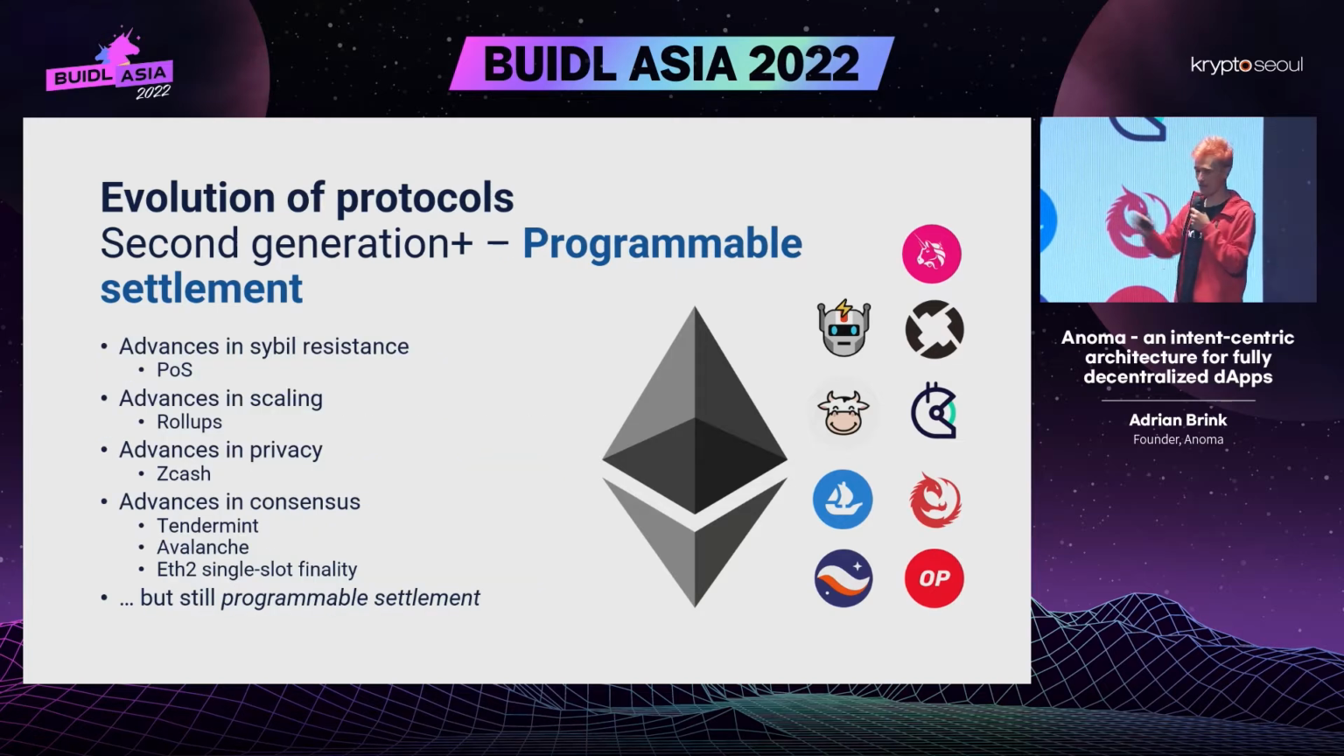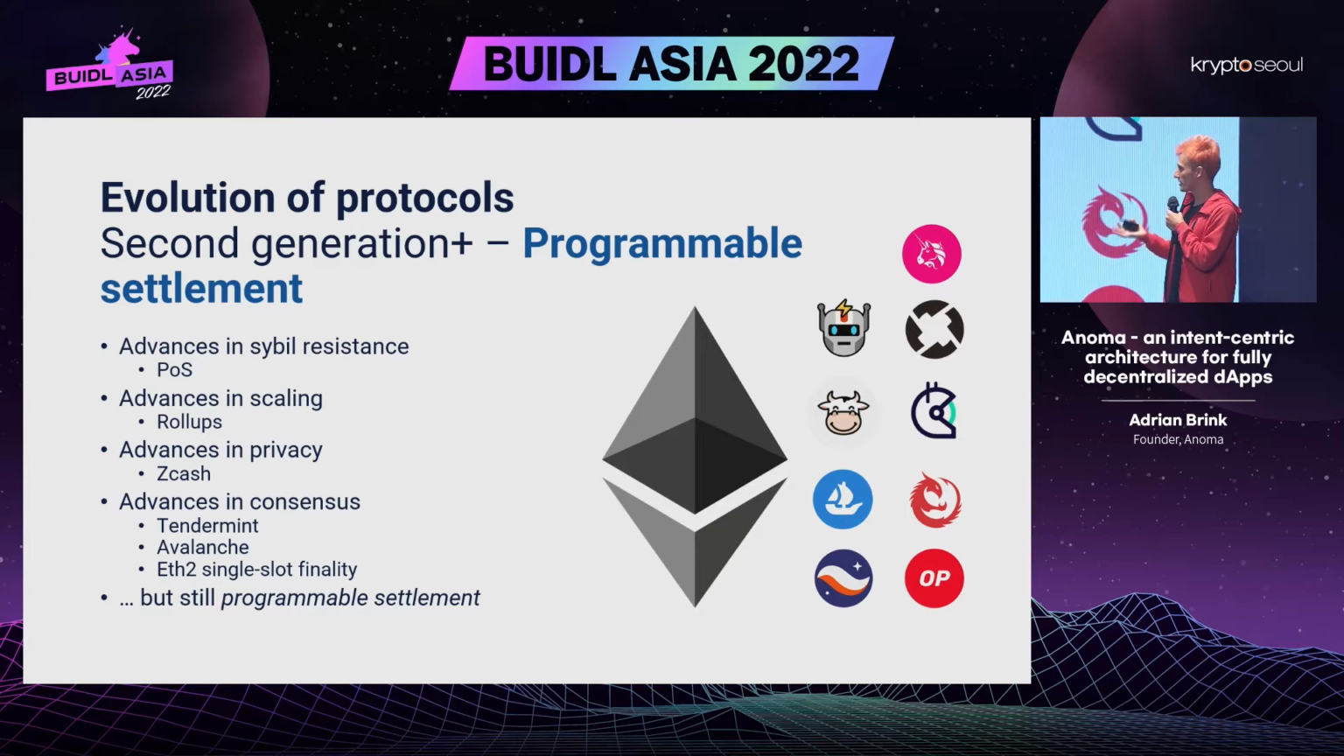And of course, we had a bunch of other things that people traditionally refer to as evolutions of blockchains. But I would say they're like second generation plus. They're still programmable settlement. We made advances in Sybil resistance, we got some advances in scaling, we made advances in privacy, we made leaps and bounds in terms of underlying consensus mechanisms like Tendermint, Avalanche, and eventually ETH2 single slot finality, but it's still fundamentally programmable settlement, as in the underlying model that is exposed to developers doesn't really differ whether this is on Ethereum or on Near.